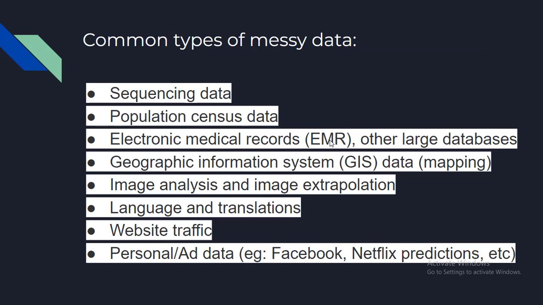Here are just some of the data sources you might encounter, and we will briefly look at what a few of these datasets often look like or how they can be interpreted. But one thing they have in common is the messiness of the data. You have to work to extract the information you need to answer your question. Sequencing data, population census data, electronic medical records, geographic information systems, image analysis and image extrapolation, language and translations, website traffic, personal or ad data, for example, Facebook or Netflix predictions, etc.